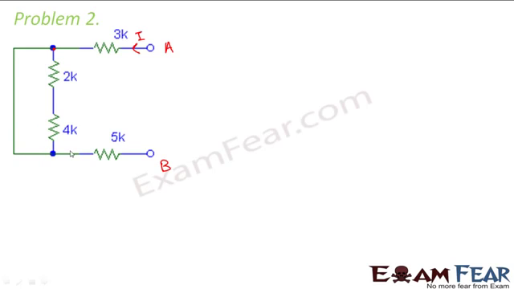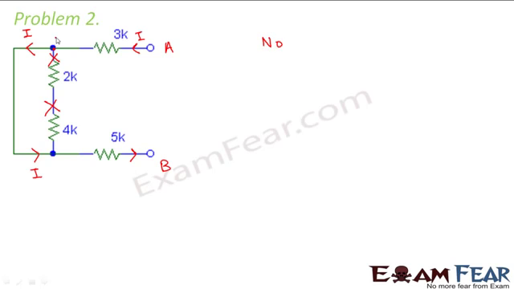So what do you think? Which path will the current prefer? The current will prefer to move through this path because there is no resistance along it. So the entire current will flow through this path and there will be no current flowing through the other path. Since no current flows through this path, these two resistances don't play any role. So the current flows through this 3K resistance and then it flows through 5K resistance.